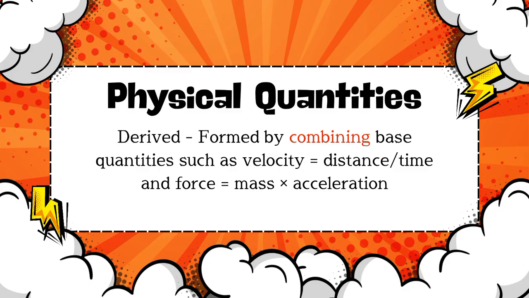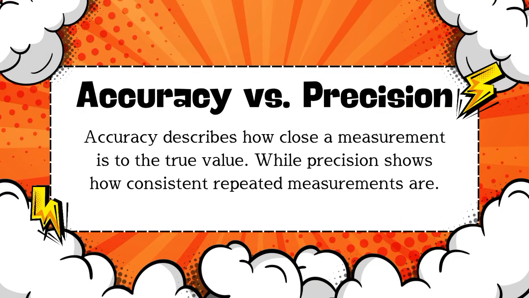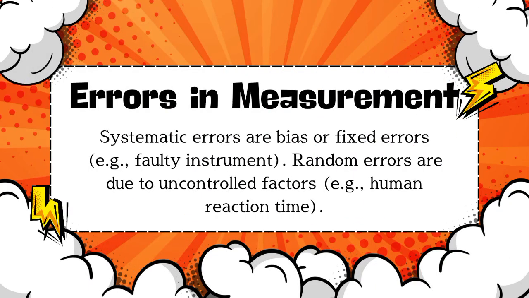Number 2 is derived quantities, which are formed by combining base quantities, like velocity equals distance divided by time, and force equals mass times acceleration. Now, accuracy versus precision. Accuracy is how close a measurement is to the true value, while precision is how consistent repeated measurements are.